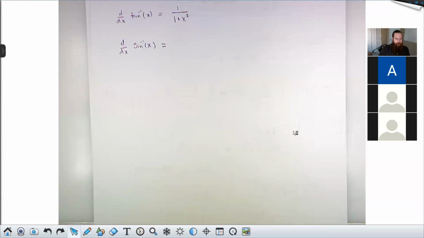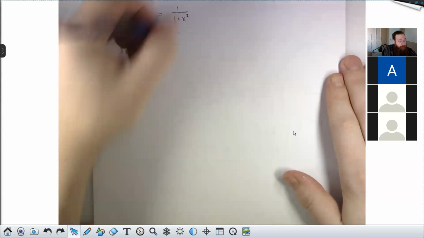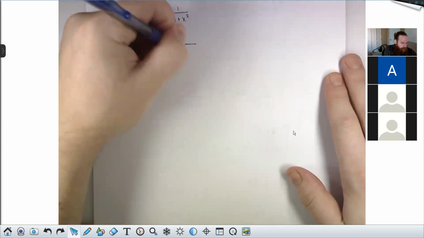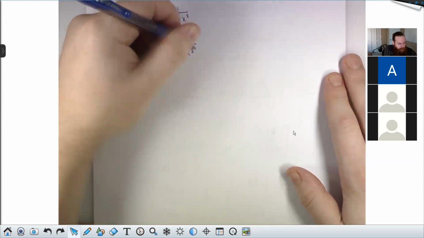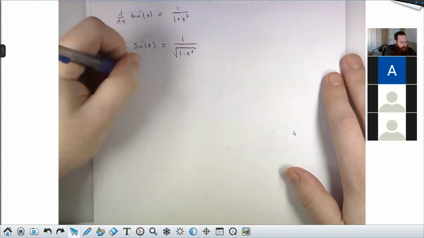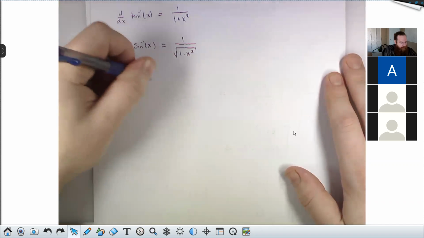One over square root of 1 minus x squared. Perfect. And then the derivative of the inverse cosine function is easy. Once you remember the derivative of the inverse sine function, you just slap a negative out front.